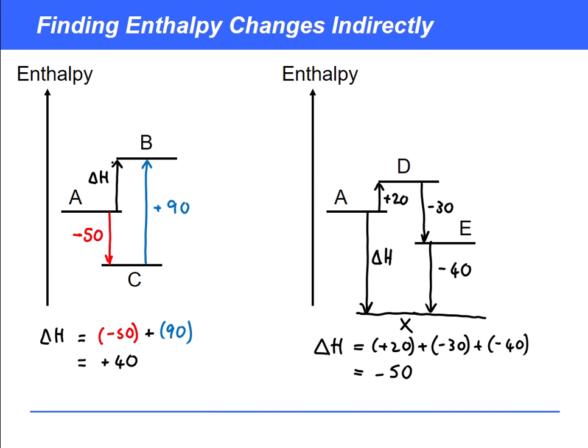You can have two routes with one step and then two steps. You can have one step and then three steps. You could have 5 steps and 7 steps. As long as you've got two routes between the same starting and ending points, the total enthalpy change will be the same. And that is known as Hess's law.